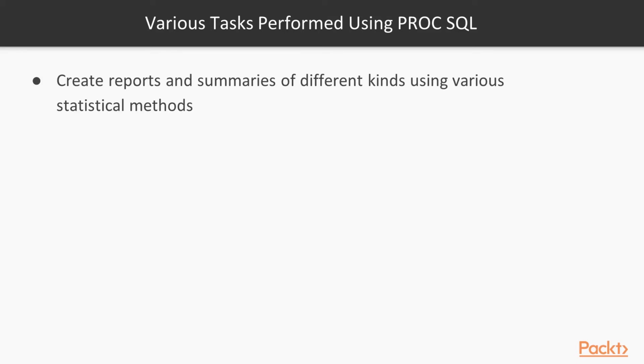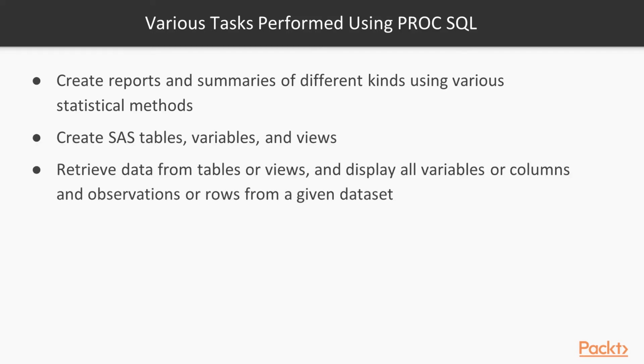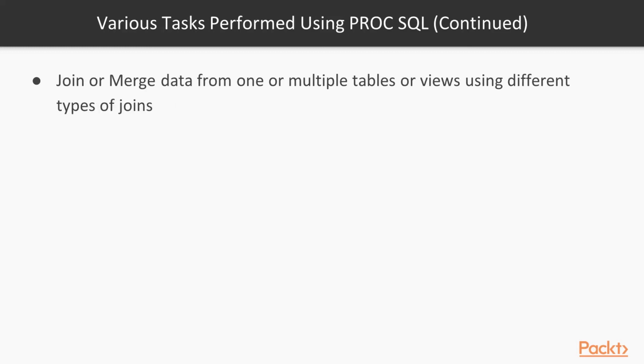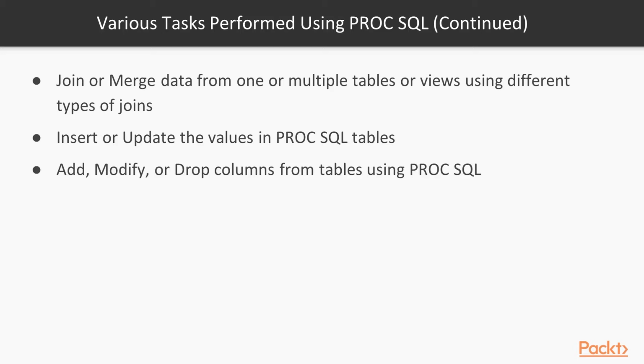First, create reports and summaries of different kind using various statistical methods. You can create SAS tables, variables and views. Retrieve data from tables or views and display all the variables or columns and observations or rows from a given dataset. Join or merge data from one or multiple tables or views using different types of joins. Insert or update the values in proc SQL tables. Adding, modifying or dropping columns from tables using proc SQL.